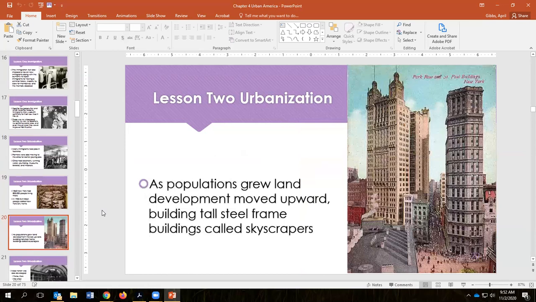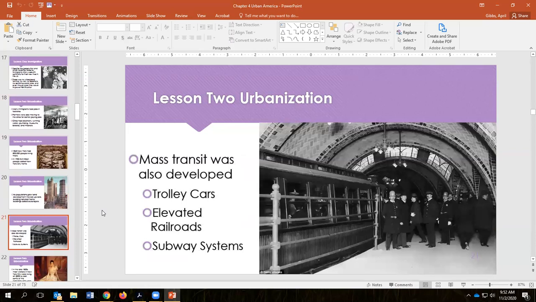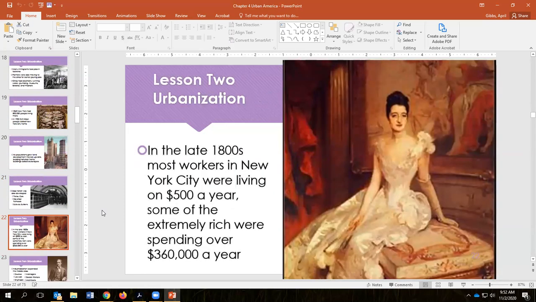As populations grew, land development moved upward, building tall steel frame buildings called skyscrapers. Mass transit was also developed, such as trolley cars, elevated railroads, and subway systems. So this is one of the original subways in New York City. In the late 1800s, most workers in New York City were living on $500 a year. Some of the extremely rich were spending over $360,000 a year.